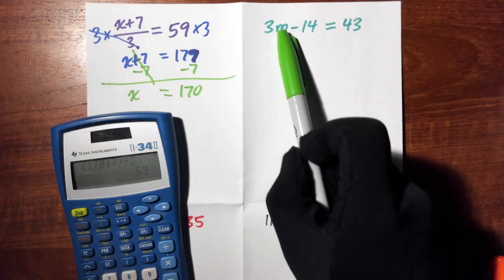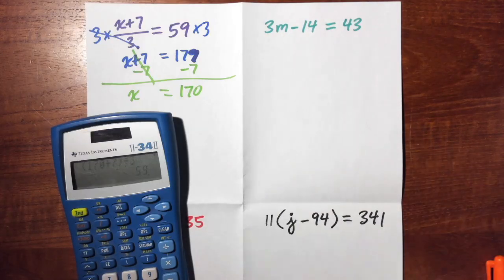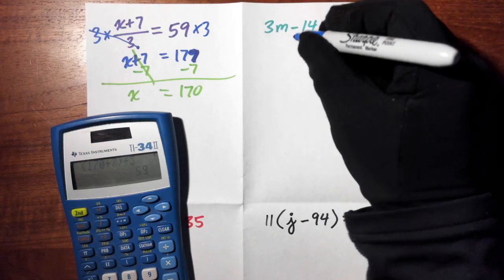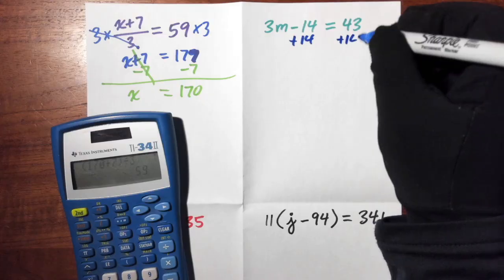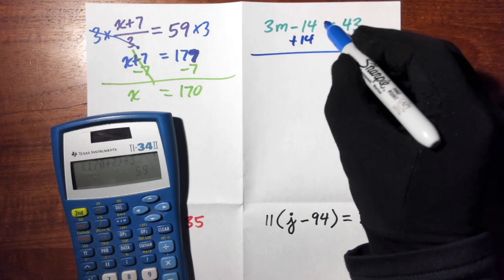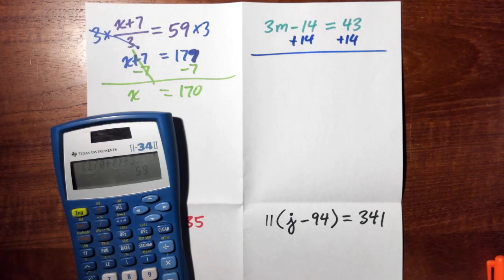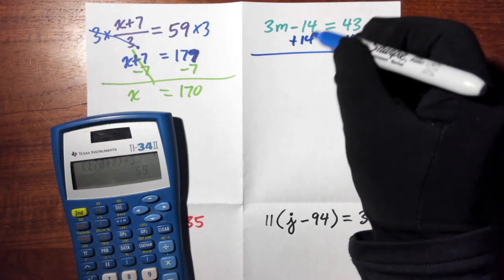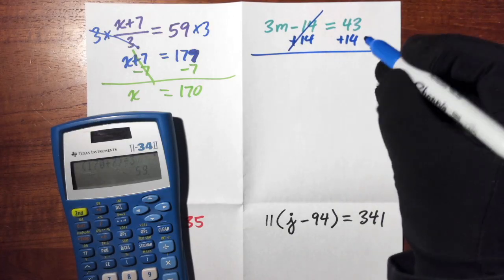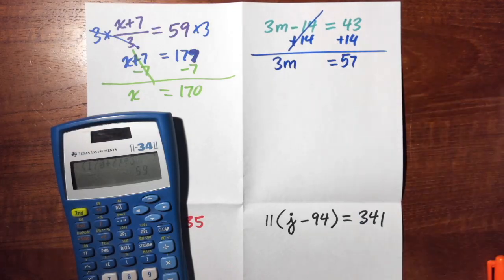Alright, same idea here. 3 times 3 is very closely attached to m. Minus 14 is less attached, so I'm going to strip away minus 14 first. We can strip away a minus 14 using a plus 14. Why am I adding 14 to both sides? Because this equal sign means left side is balanced with right side. If I make a change on the left, I must make the same change on the right to maintain my balance. So we have 3m's equals 57.